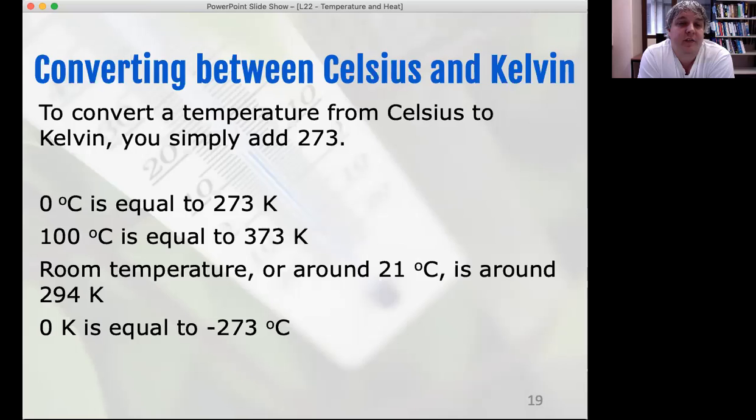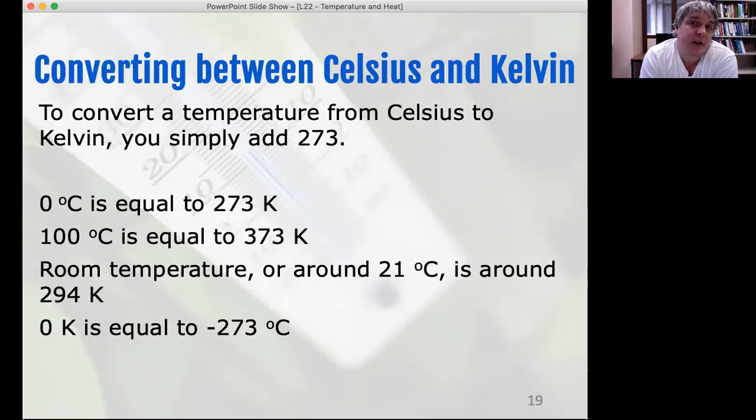If you've got a temperature in Celsius, you just add 273 to make it Kelvin. So 0 degrees Celsius is 273 Kelvin. 100 degrees Celsius is 373, not degrees, just 373 Kelvin. Kelvin doesn't have the word degrees in front of it. Celsius is degrees, Kelvin is just Kelvin.